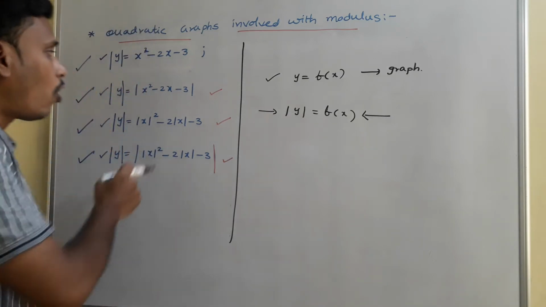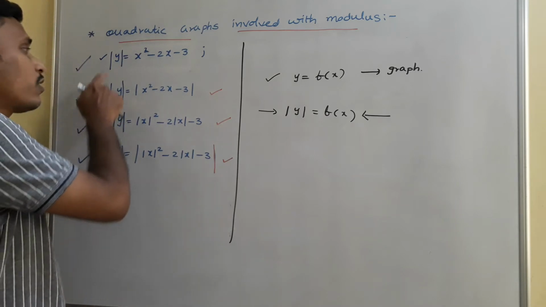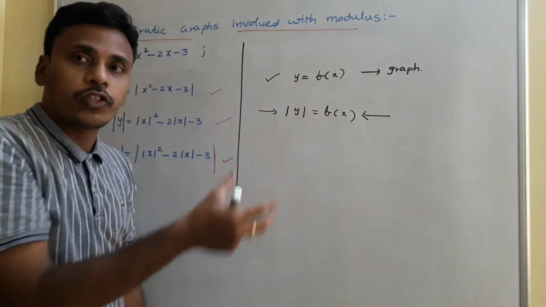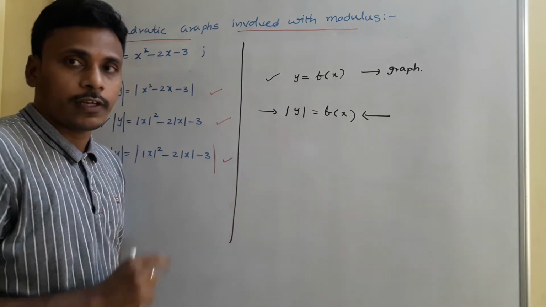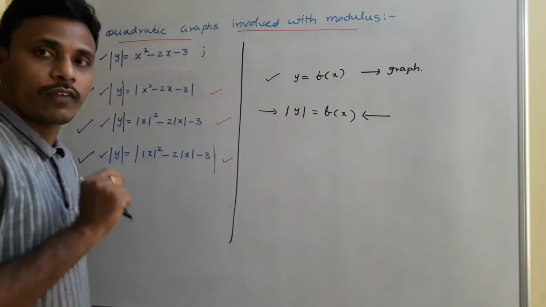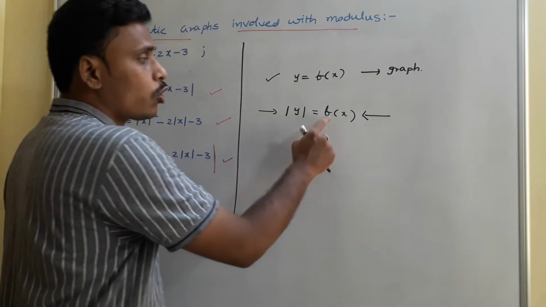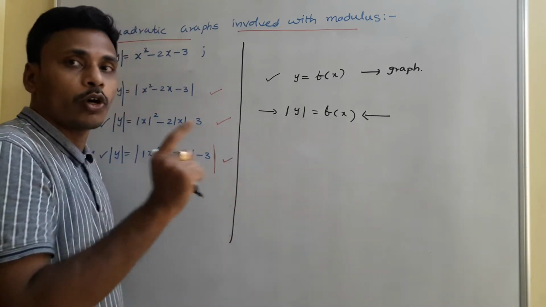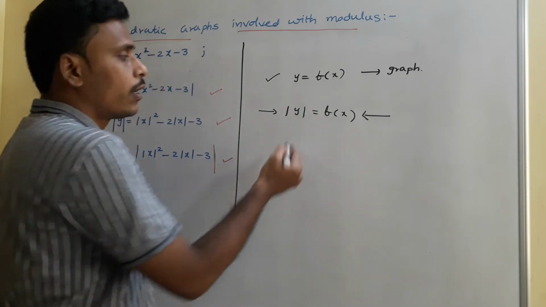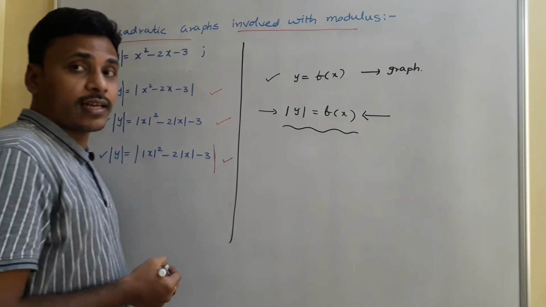Actually, all these graphs we discussed in the last class, but now I have inserted modulus for this y. So if you insert modulus for y, how does the graph change? First of all, you need to identify. If we introduce modulus for this y, what will happen? Modulus of y is always positive, we know it. So this f of x should be positive. Modulus of y is equal to f of x is the relation between x and y, for which we are going to sketch the graph.